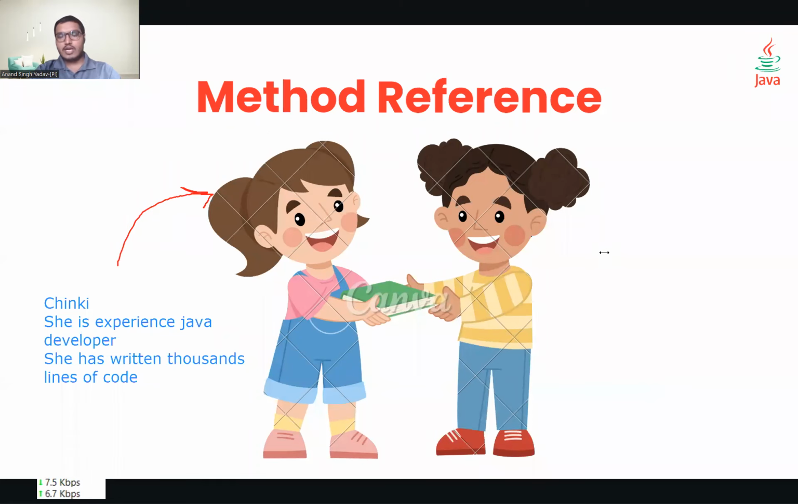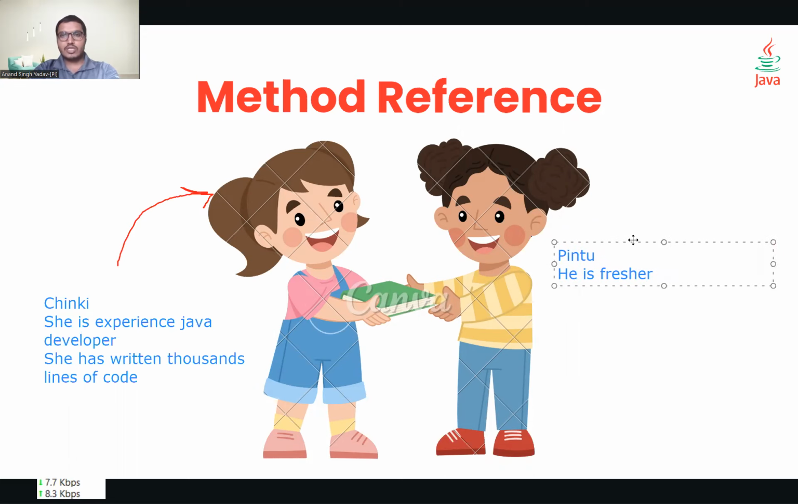And on the right hand side, his name is Pintu, and he is a fresher. He does not have experience. So he is a fresher developer, right?